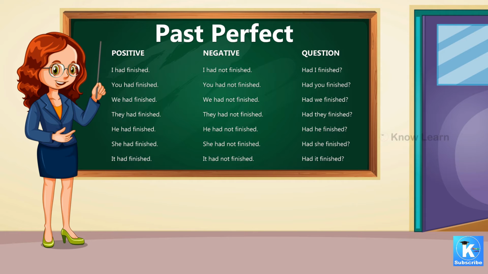Negative: I had not finished. You had not finished. We had not finished. They had not finished. He had not finished. She had not finished. It had not finished.